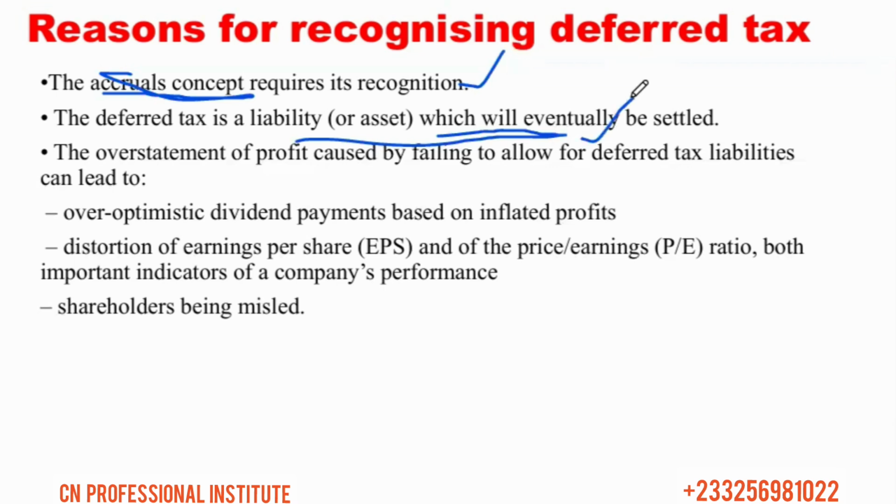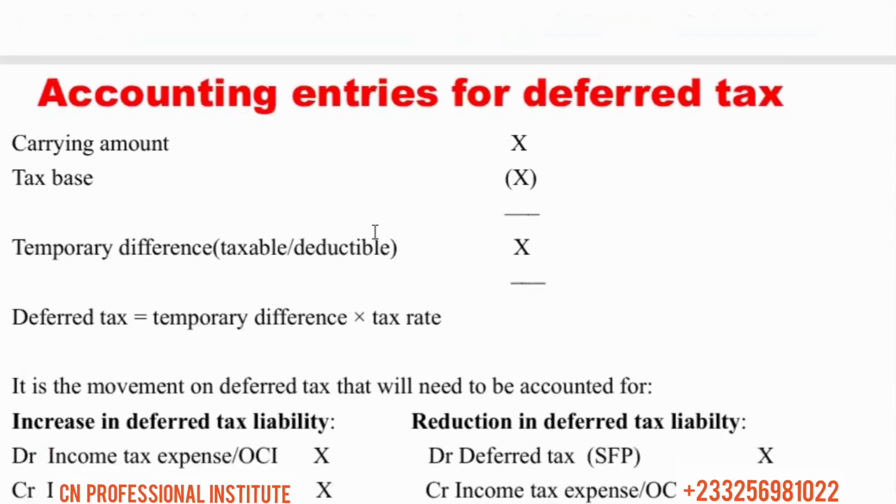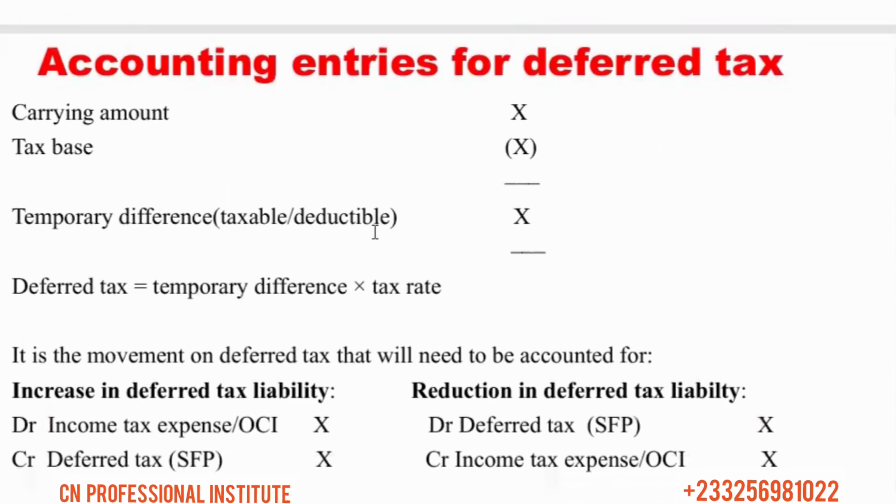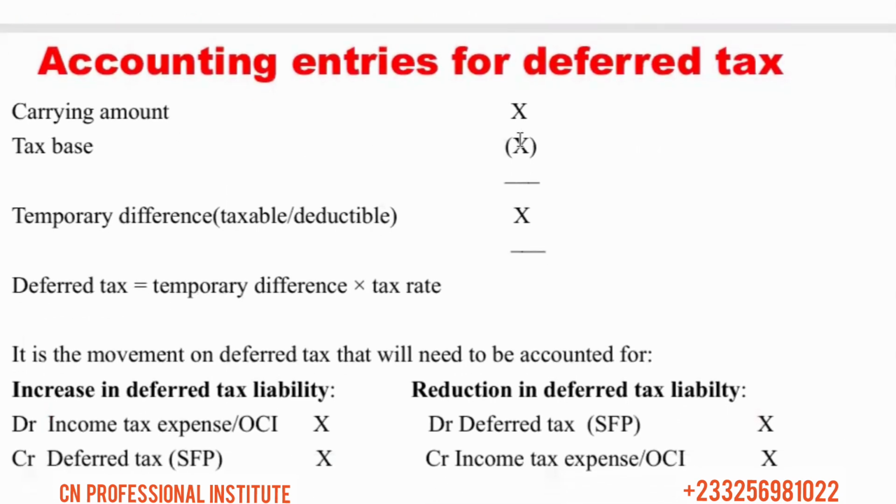It can be asked in exams, the rationale behind recognizing deferred taxation. The first reason is because of the accrual concept. And second, the deferred tax asset or liability will eventually be settled. So let's look at the accounting entries for deferred tax. I think we've done this already, but let's go over it again.